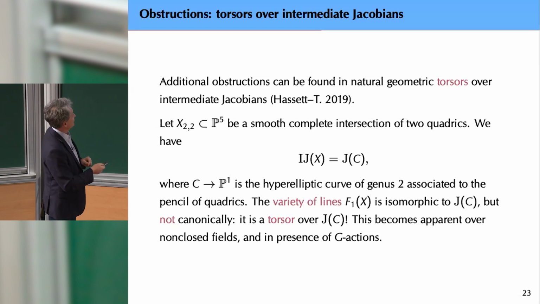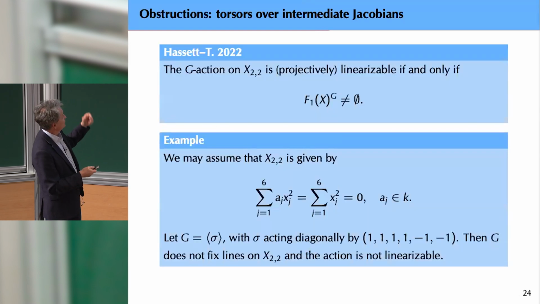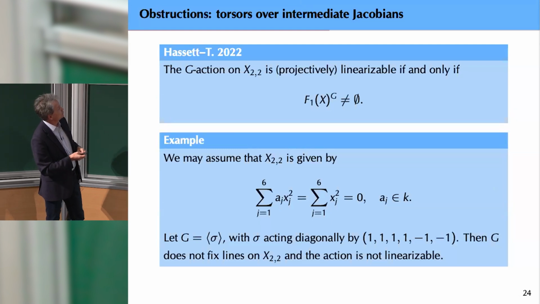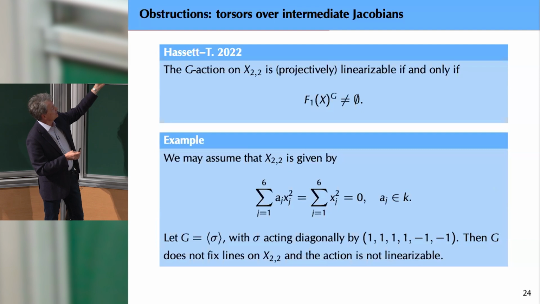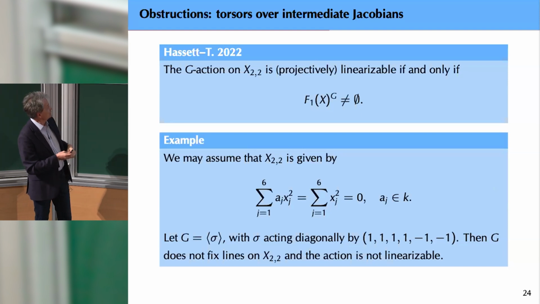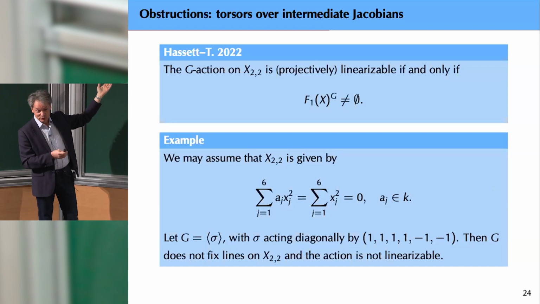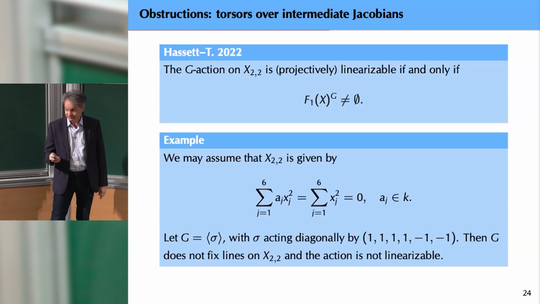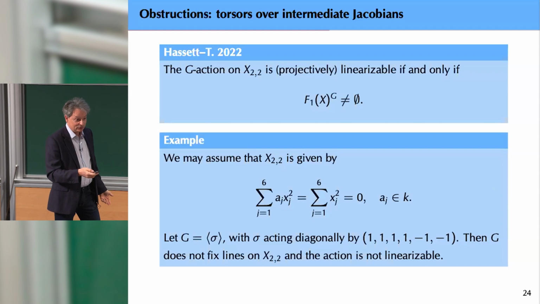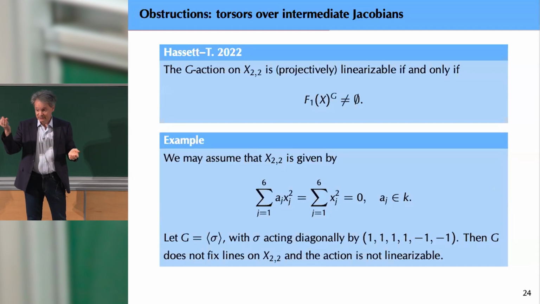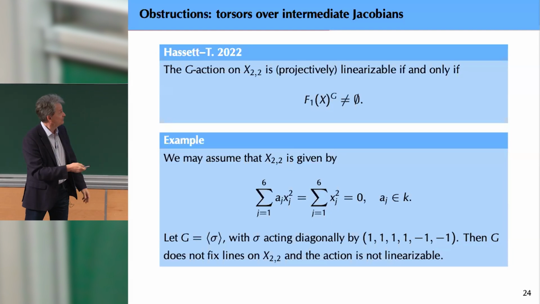All right. So that's the theorem, and I wanted to give you an example where you see it. You have this particular intersection of two quadrics in P5, and this particular action. This is an involution acting by -1 on the last two coordinates. So it's quite clear, you can see where the lines are. No line is fixed, so the action is not linearizable. If you fix one of the coordinates you get the del Pezzo surface of degree 4, you make two coordinates 0. Well, anyway.